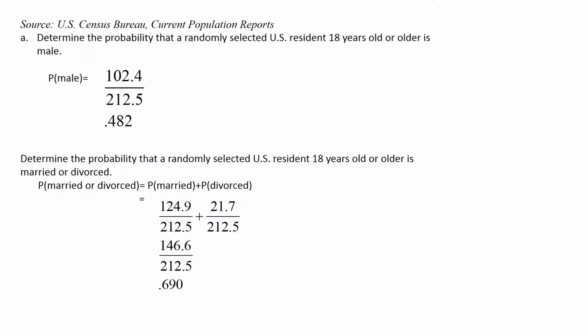The next question is to determine the probability that a randomly selected person 18 years old or older is married or divorced. This is an OR problem, so you need to add. In this problem, there is no overlap. A person can't be married and divorced at the same time. The answer is 124.9 divided by 212.5 plus 21.7 divided by 212.5 equals 146.6 divided by 212.5, which equals 0.690.